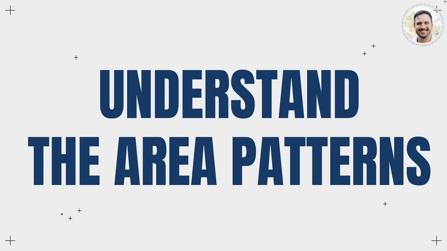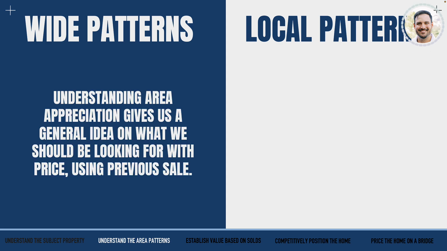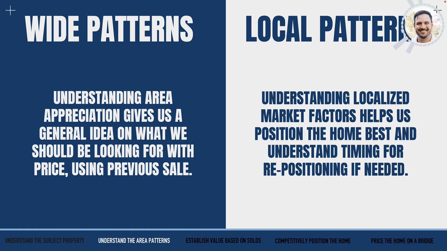So using that, let's jump to step 2, understand the area patterns. Now, there are 2 area patterns we like to look at. One is the wide area, or basically city-wide area, to give us a good idea of what appreciation has been doing. And then the other are more localized market factors that help us understand positioning and get the right answers to key customer experience questions like how long should it take my house to sell, or is my area under a hot desired zone, or is it kind of cold?